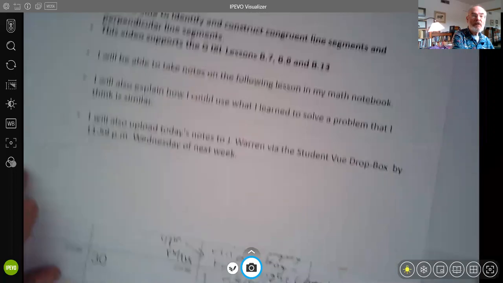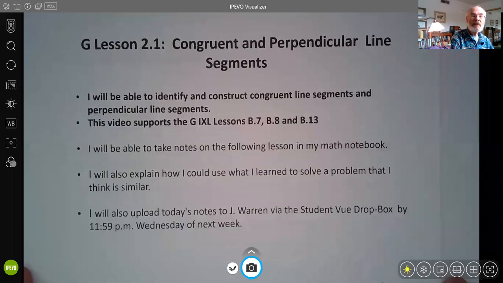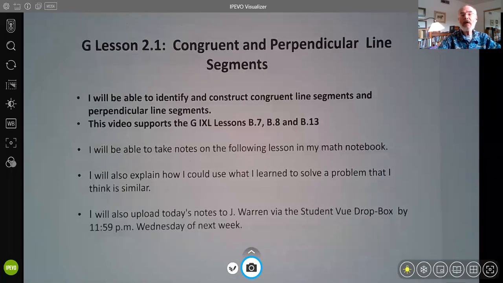Let me adjust the camera a little bit here. Okay, so as I said, this is lesson 2.1, and it's covering congruent and perpendicular line segments. What will you be able to do? You'll be able to identify and construct congruent line segments and perpendicular line segments. This video is going to support the IXL geometry lessons B7, B8, and B13.